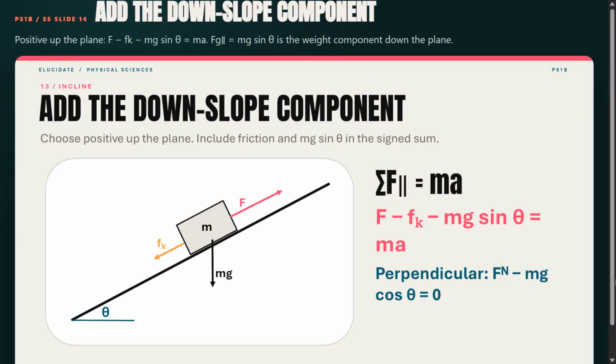An incline changes the picture. Put one axis parallel to the plane and one perpendicular to it. You rotate the axis, not gravity. With up the plane positive, the applied force is positive, while both friction and the component of weight down the plane are negative. So the sum along the plane is F minus Fk minus mg sine theta, all equal to ma. Do not forget mg sine theta, it is the part of the weight that acts along the slope, and it must be included.